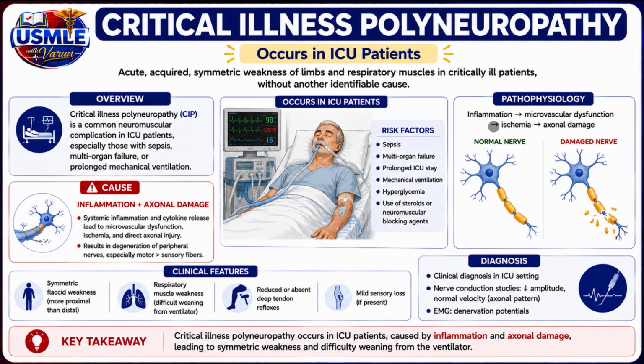Clinical features include systemic flaccid paralysis, characterized by involvement of proximal more than distal muscles. There is respiratory muscle weakness, with difficulty weaning from the ventilator, reduced or absent deep tendon reflexes, and also mild sensory loss. This can be diagnosed depending on the clinical features in an ICU setting. Nerve conduction studies show reduced amplitude and normal velocity. EMG may show denervation potentials.